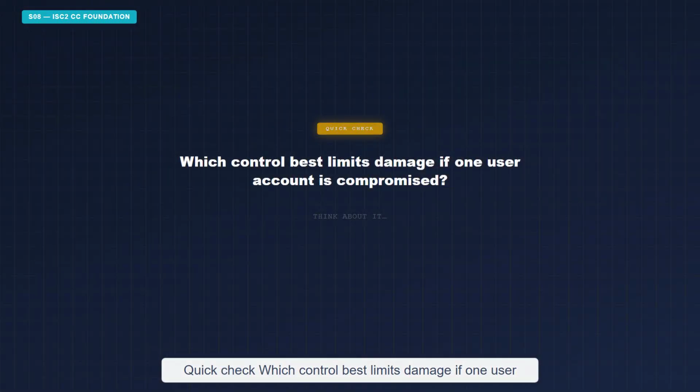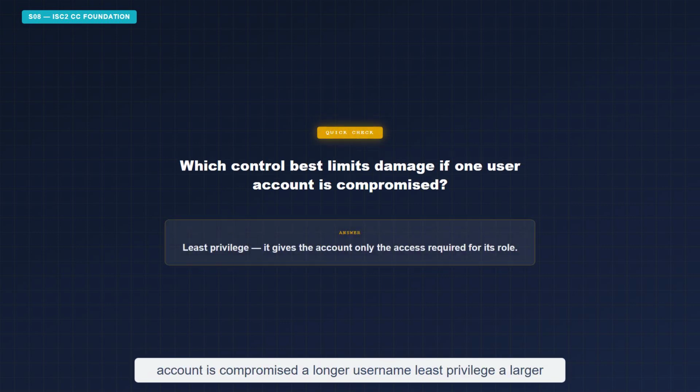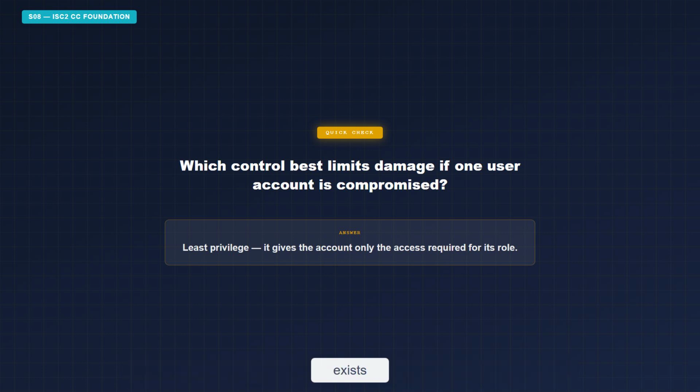Quick check. Which control best limits damage if one user account is compromised? A longer username, least privilege, a larger backup drive, or a faster network switch? Think about it. The answer is least privilege. It limits the account to only the access required for its role, reducing what an attacker or accidental action can reach. Multi-factor authentication can reduce account compromise risk, but least privilege limits impact after access exists.